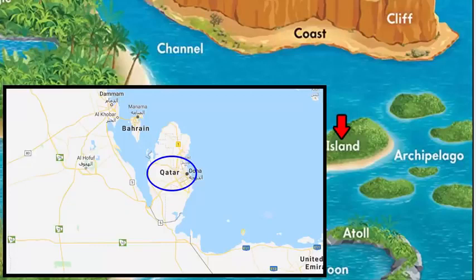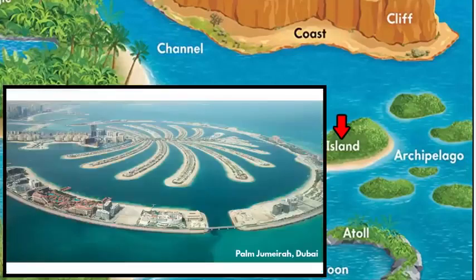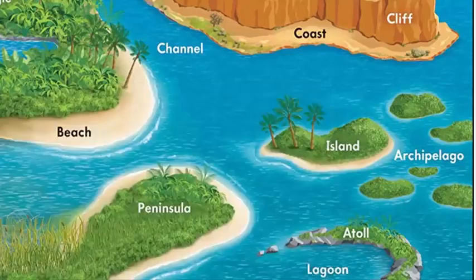The country of Qatar, which is an island itself, has made islands in many shapes to build communities on. Another one is the famous Palm Jumeirah. It is an artificial island in Dubai, UAE, which is made in the shape of a palm tree. In India, the Andaman and Nicobar Islands are of volcanic origin.